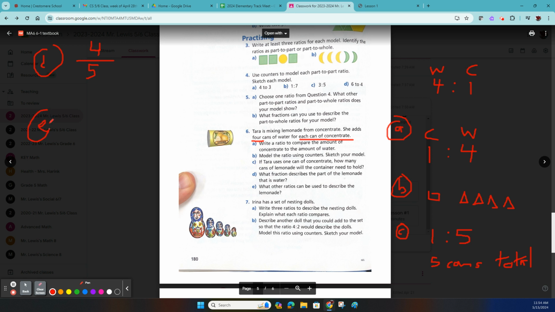And E, last question. What other ratios can be used to describe the lemonade? Well, we know we have 1 to 4. That's part to part, right? Concentrate to water. We can go backwards. We can go water to concentrate. We can do a part to whole, like we already have been. We can go 1 part concentrate to 5 cans total. We can do 4 cans of water to 5 cans total. And of course, we could flip those around as well, right? We could also have 5 to 1 and 5 to 4. Cool. Those are all the possible outcomes, or rather, all the possible ratios.